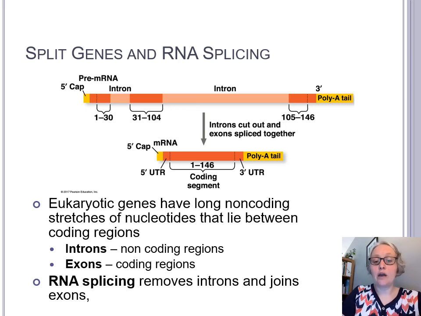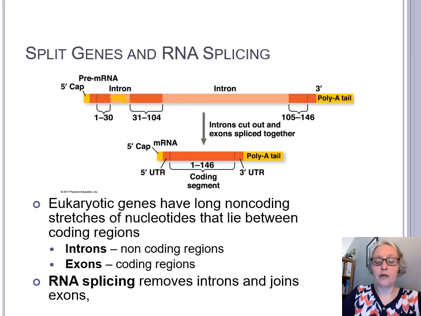Eukaryotic genes have long non-coding stretches of nucleotides that lie between coding regions. So here is one of those non-coding regions. These non-coding regions are called introns.